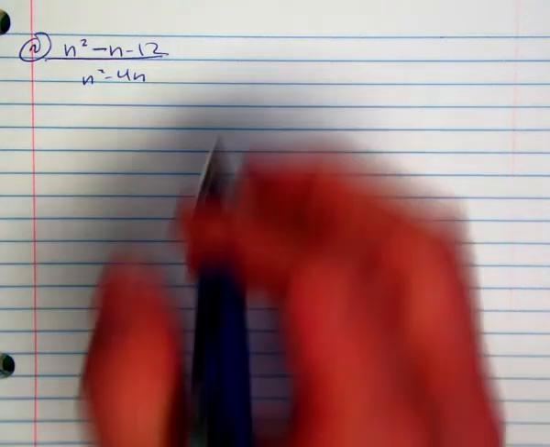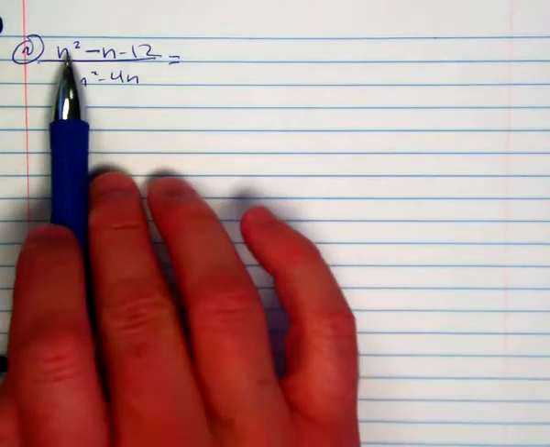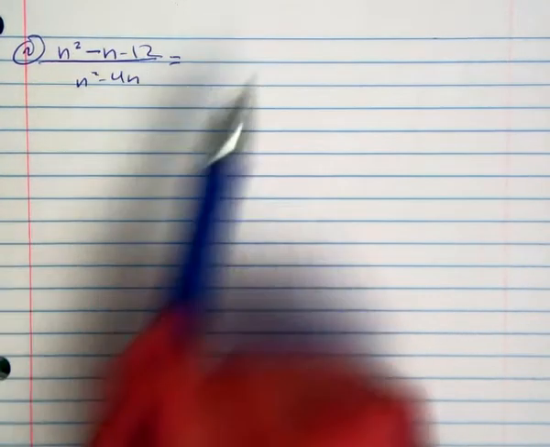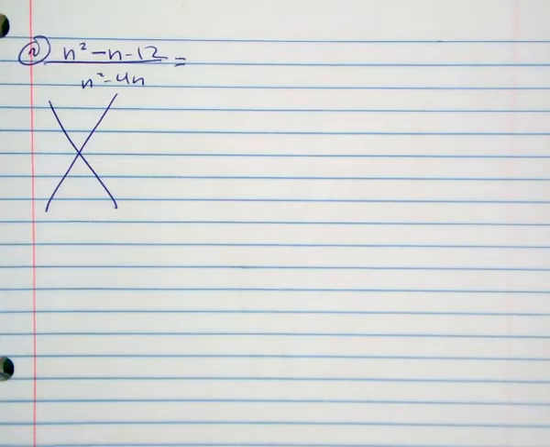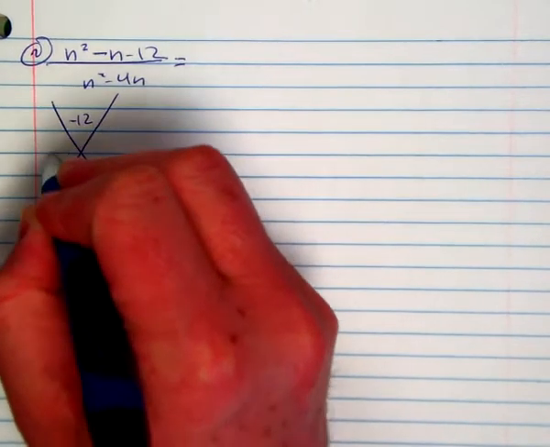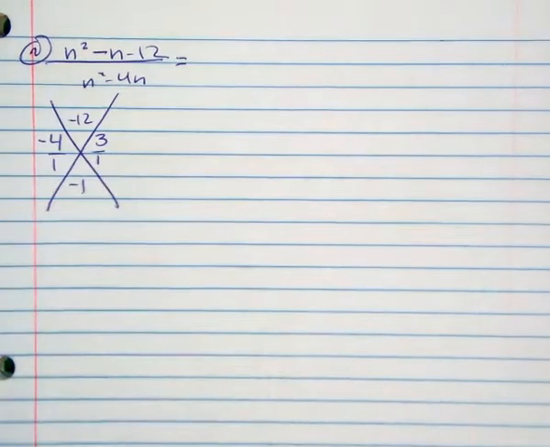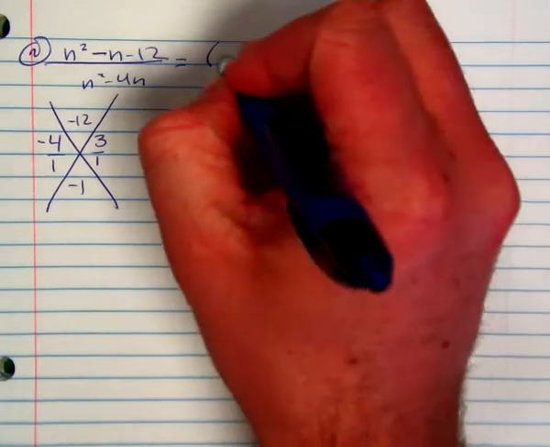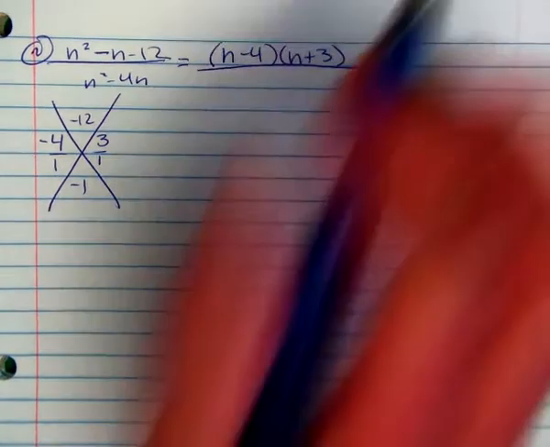In number 2, please make sure you're factoring everything first. That's the first step in simplifying. In the numerator, n squared minus n minus 12, they have nothing in common, but it said n squared, so it's X method. I am multiplying to make negative 12. I'm adding to make negative 1, so I have a negative 4 and a positive 3. My numerator has become n minus 4 times n plus 3.